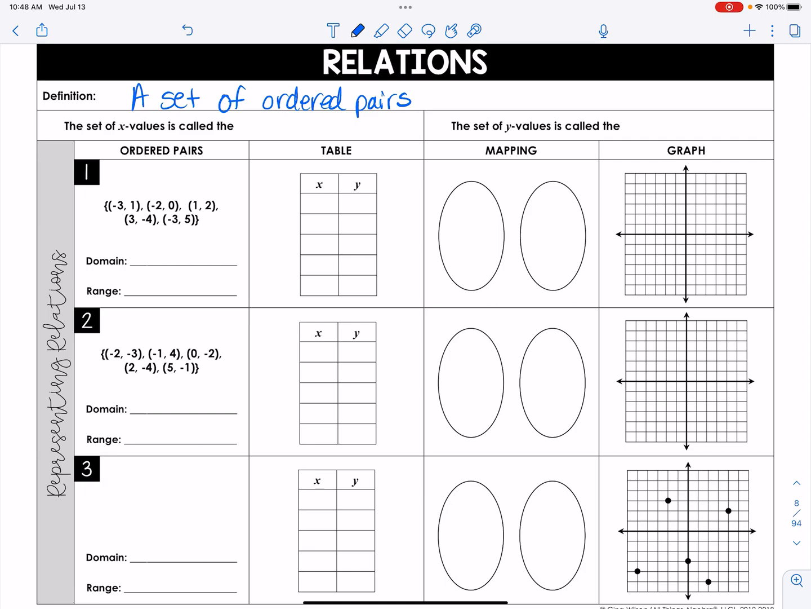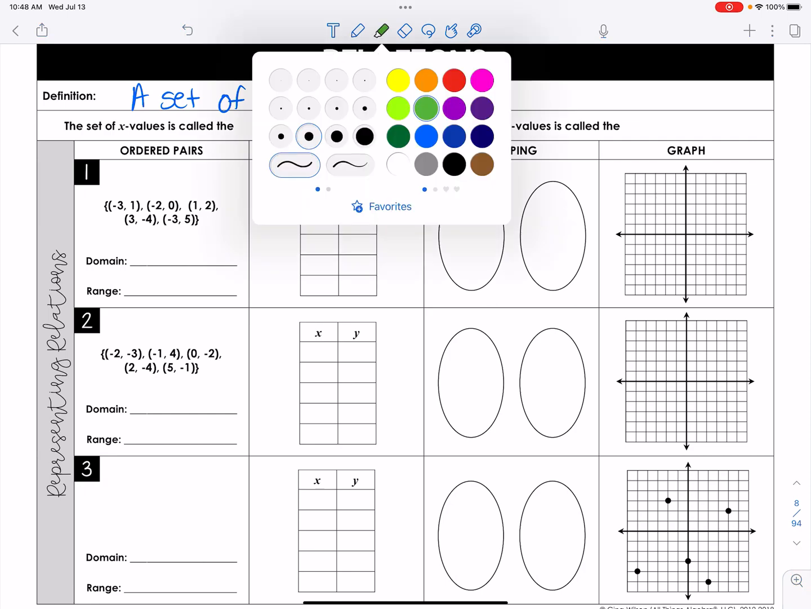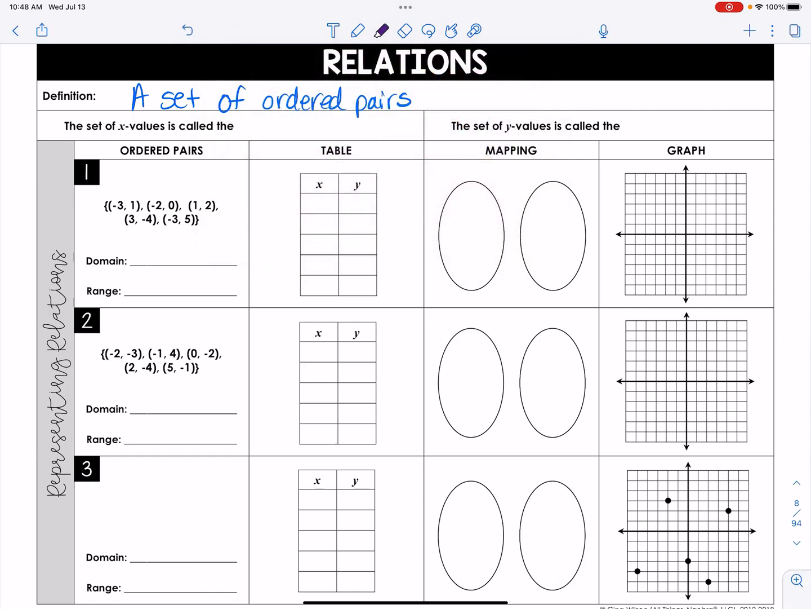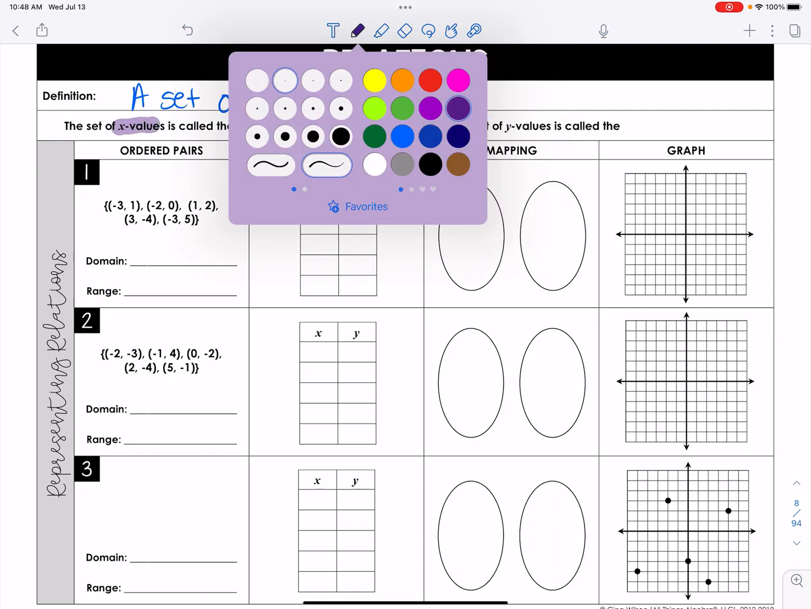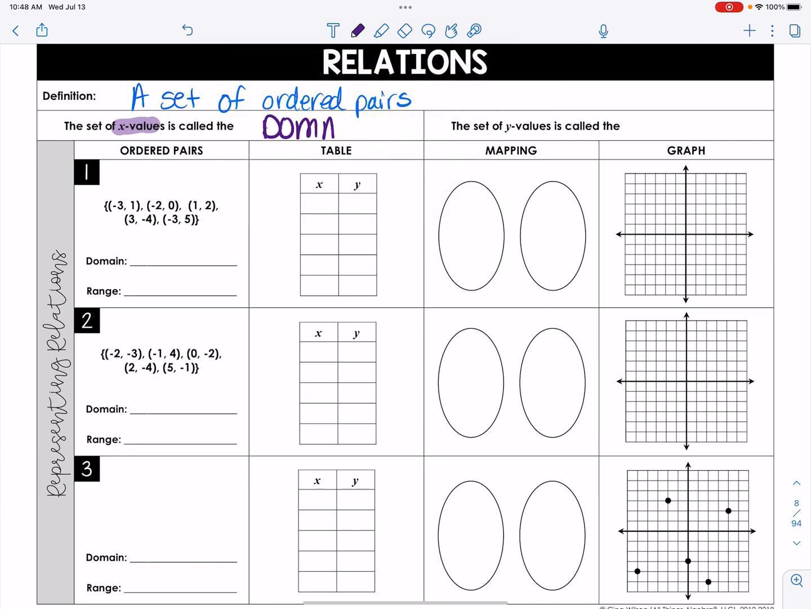Okay, and the set of the x values, this is huge in everything we're going to do. The set of the x values is called the domain. The domain is going to be really important to you as you move along in math. So it's the things that you can put in. For example, if you have a job, you get paid by the hour, that's a relation because the more hours you work, the more money you make. But it does have a domain. You can't work negative hours. You can't work 1,000 hours in a week. It does have values that it can be.